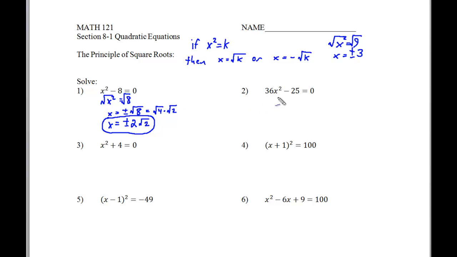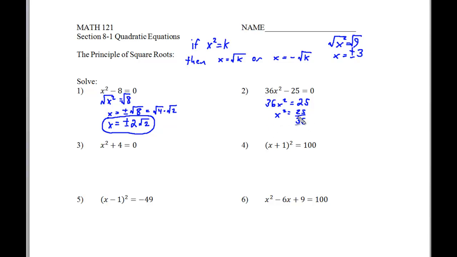Now things will be a little bit easier if you have rootable numbers. So in problem 2, we're going to have 36x squared is equal to positive 25. I just move the 25 to the other side by adding. Then dividing both sides by 36, x squared is equal to 25/36.